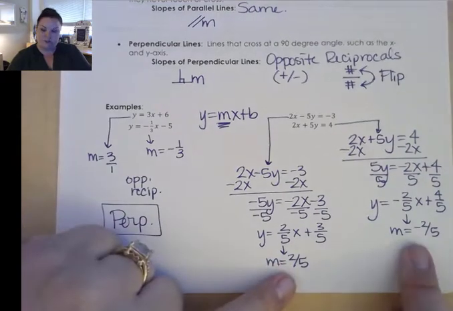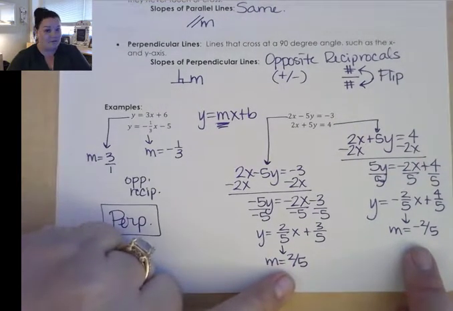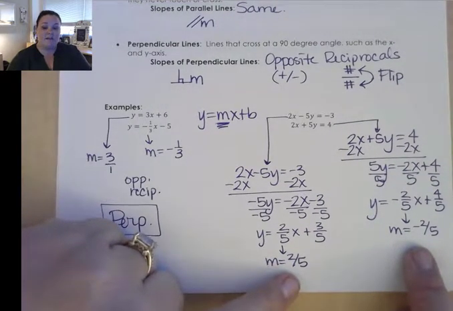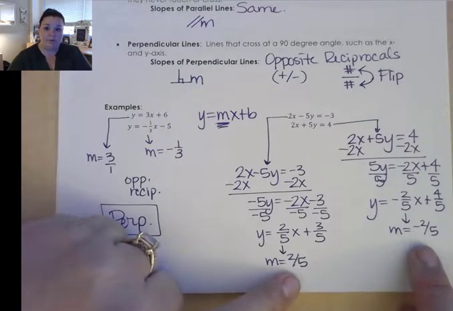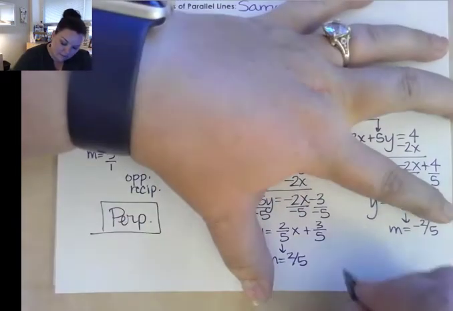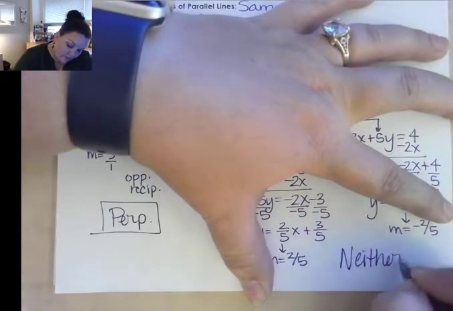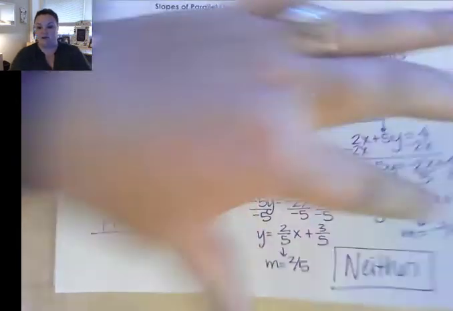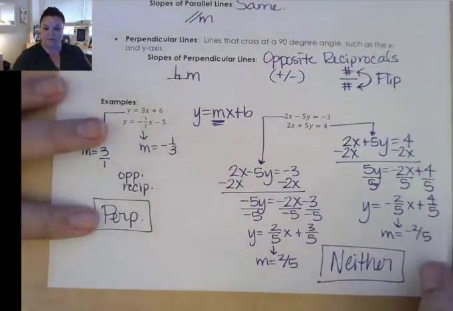So notice my two slopes are not the same. So that means they're not parallel. And even though they're opposites, meaning I have one positive, one negative, they're not opposite reciprocals. So that means they're not perpendicular either. So that means they are neither.